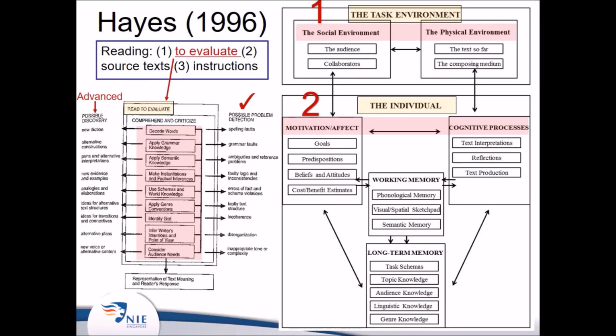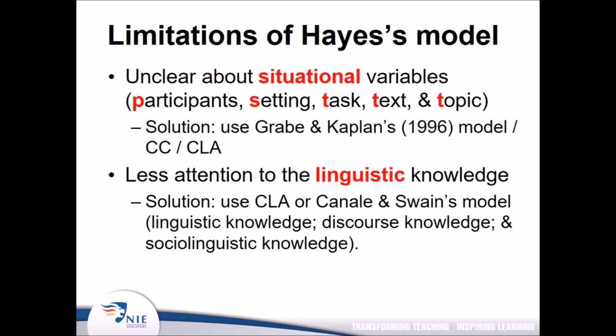So Hayes' model, therefore, has two components, and they include the task environment and the individual. Now, the Hayes model has a couple of limitations. These have been highlighted by Weigle 2002, and the first one includes the unclear situational variables, including participants, setting, tasks, and texts and topics, etc.